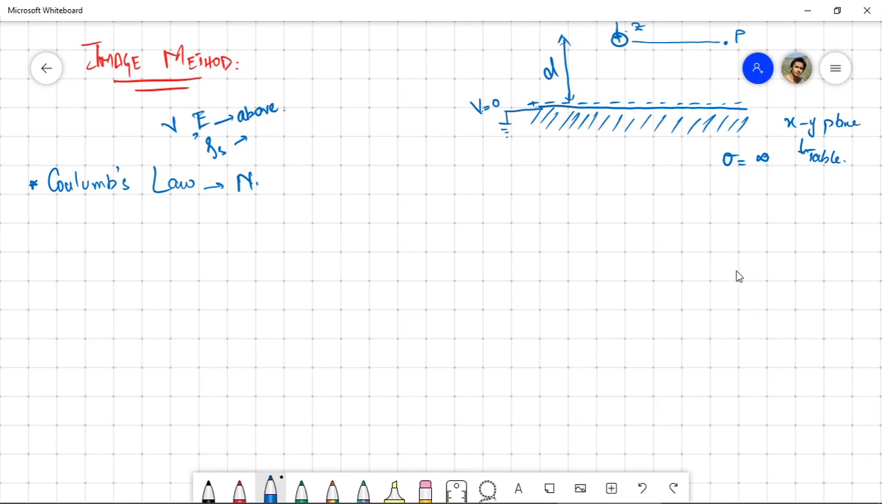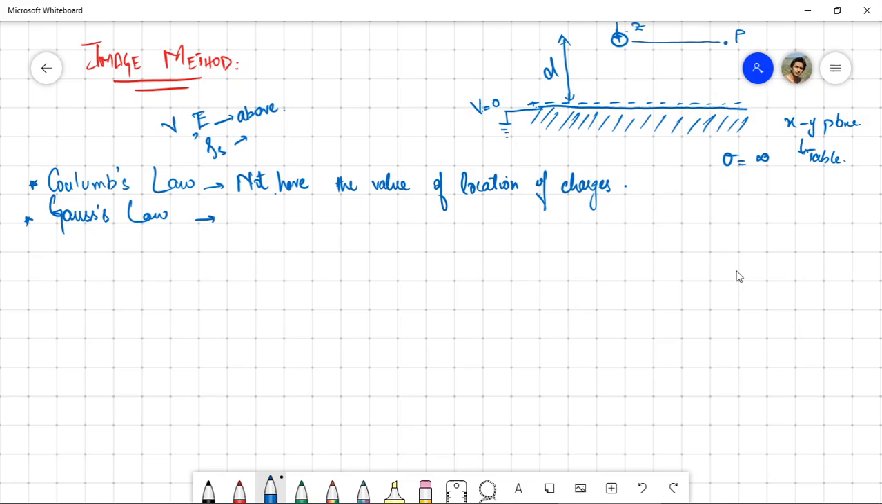So we do not have the location of charges that are on this plane or above this. So we need to reject the idea of Coulomb's law. Now the next thing that we'll turn to is Gauss's law.